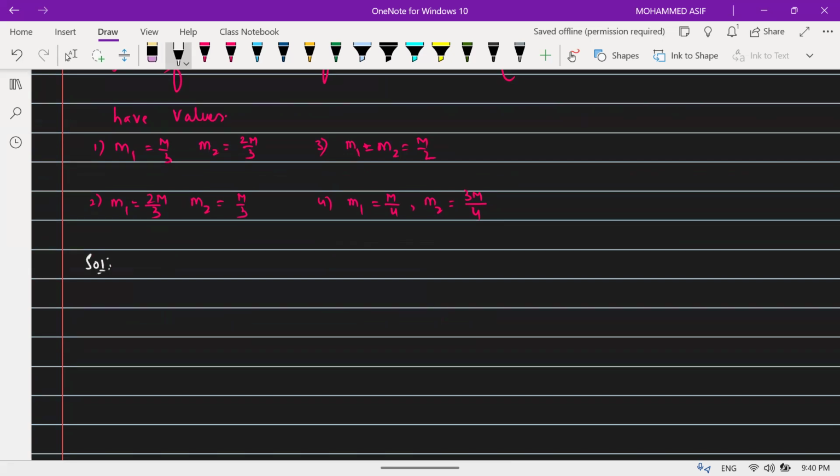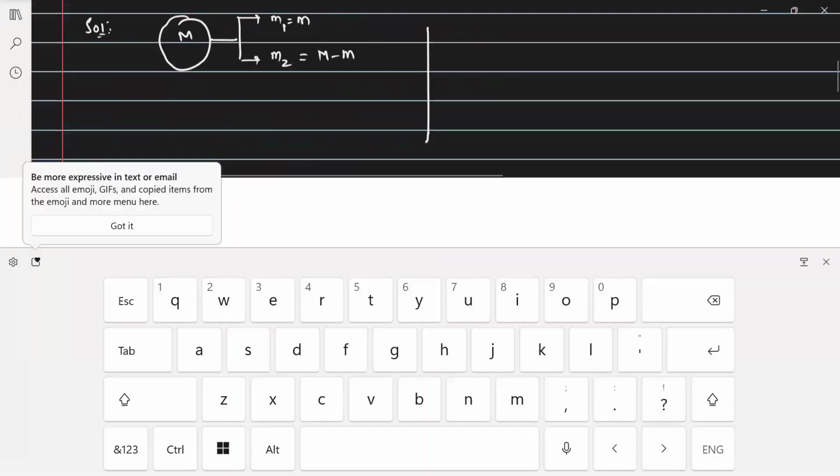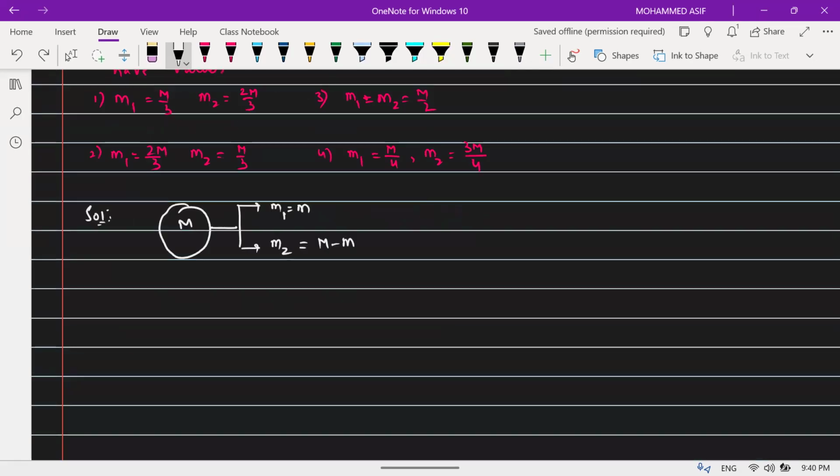We have a total body of mass capital M. It is broken down into two pieces. Say, for example, if M1 is equal to small m, then obviously M2 will be equal to capital M minus small m. Then calculate the force between them. F is equal to capital G, M1 is m, the other is capital M minus small m, divided by the distance between them, say r, so r square.